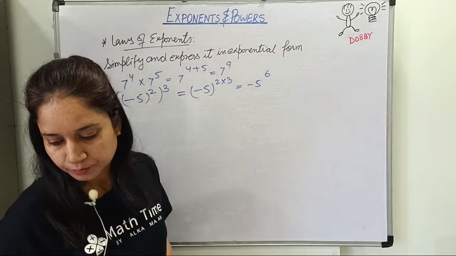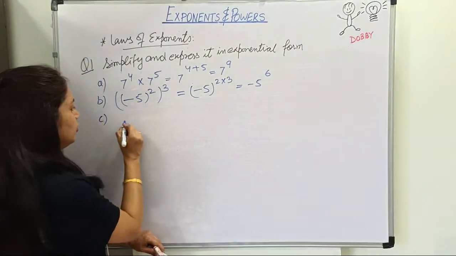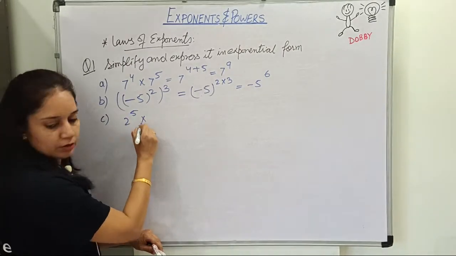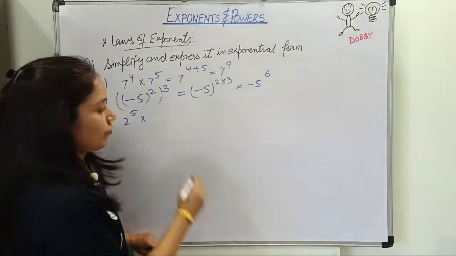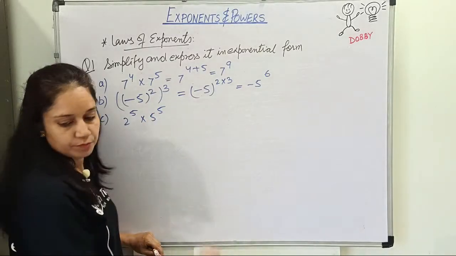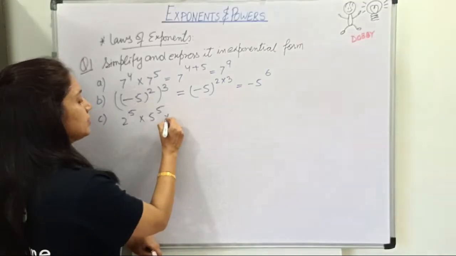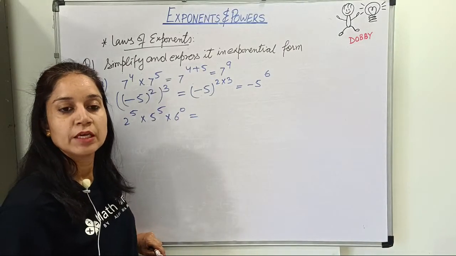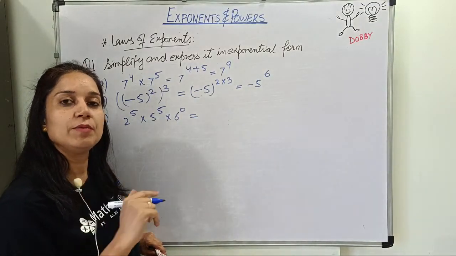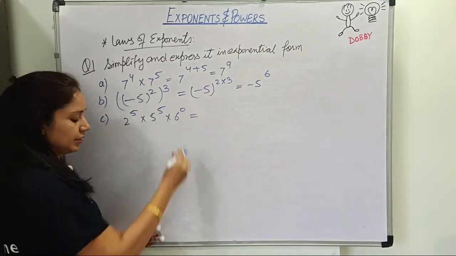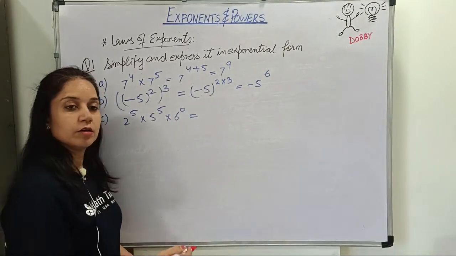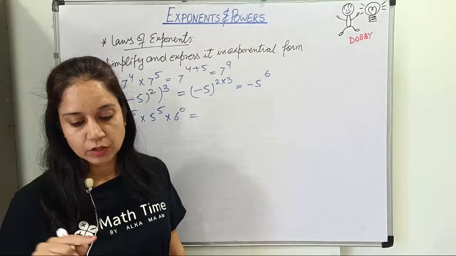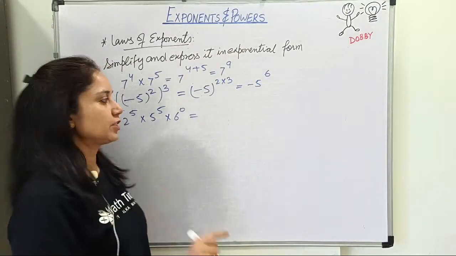C part. 2 raised to the power 5 multiply 5 raised to the power 5 multiply 6 raised to the power 0 is another question. Here two laws will be implemented together. See, first is 6 raised to the power 0. Which law? Fourth law. 0 as an exponent.